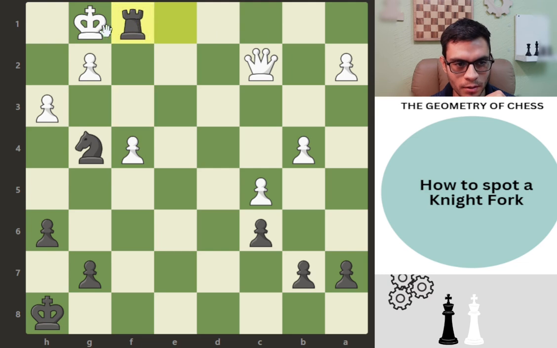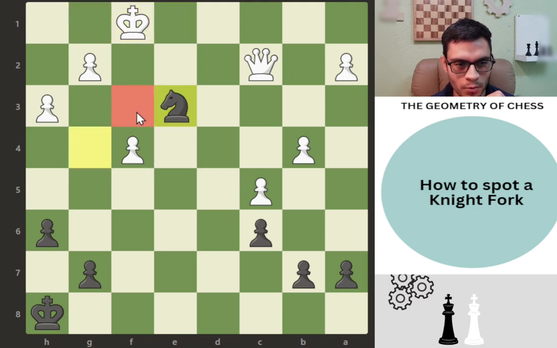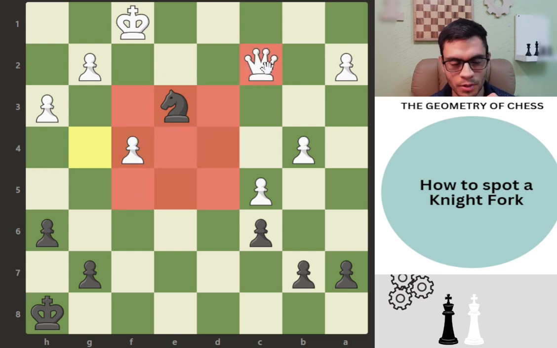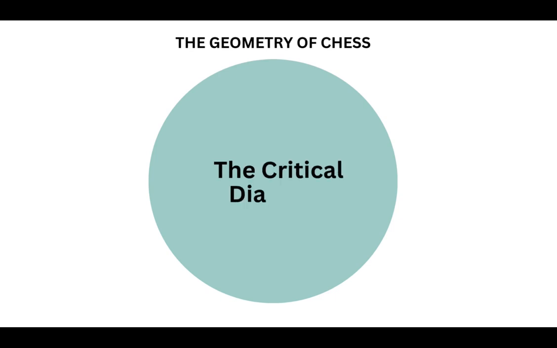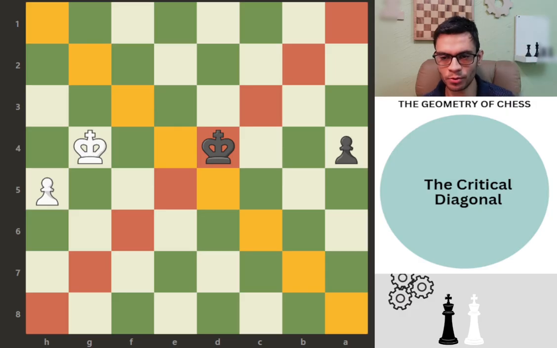We can take with check, and now we fork the queen. See how we got inside of the matrix, and we gave a check to a piece that was outside of the matrix. Let's move on to the critical diagonal, also known as the lone diagonal. Whoever controls these two diagonals has control of the game, and they have more opportunities to win.